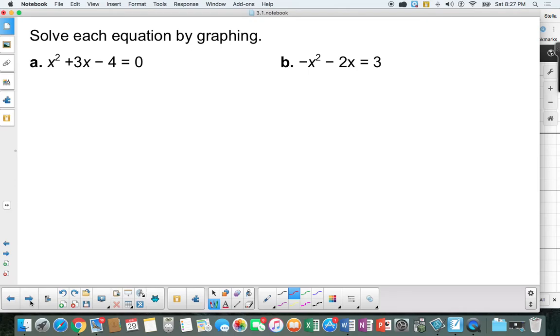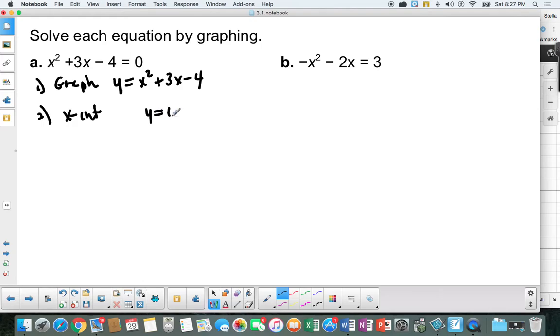Okay, so we're going to solve the equation by graphing. Step 1 is to graph the related function, which is y is equal to x squared plus 3x minus 4. As soon as it's graphed, we are going to find the x-intercepts, or where it crosses the x-axis. This is the point at which y is equal to 0. We want to figure out what the x's are where that is true, and we're going to do it for both of these.